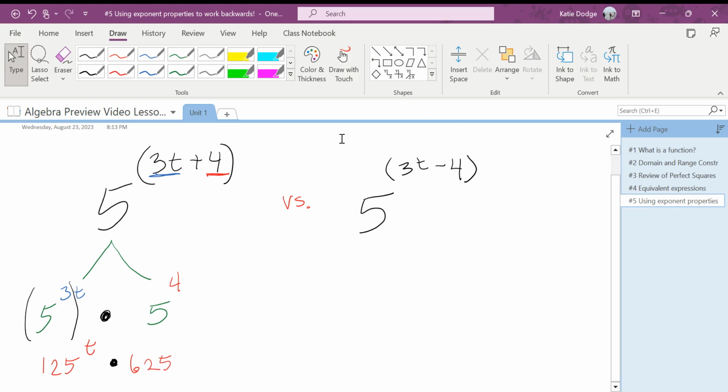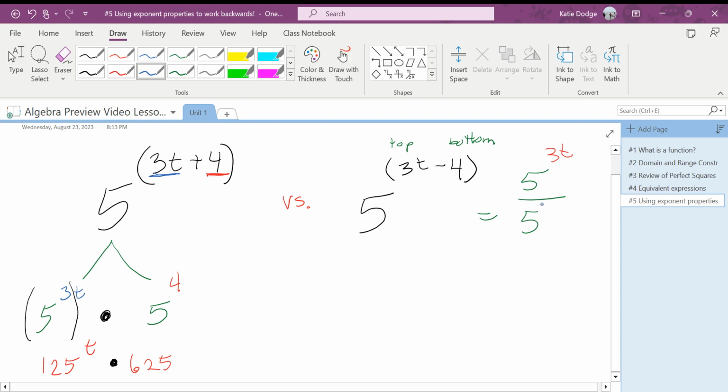Well, what about the other side here? If we have a negative sign in between the exponents, well, this should remind us of when we took a base of 5 over a base of 5 and we subtracted the top exponent minus the bottom exponent. So we're just going to split those exponents back up. So I would have 5 to the 3t on the top, minus means I divide by my second exponent, so that would be 5 to the fourth.